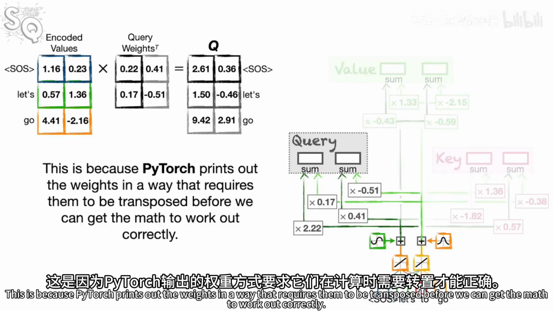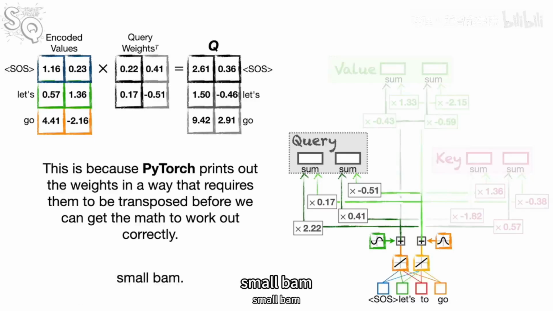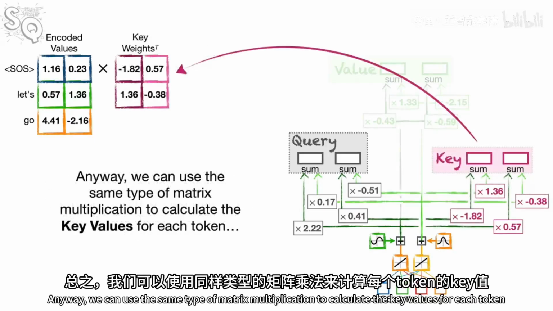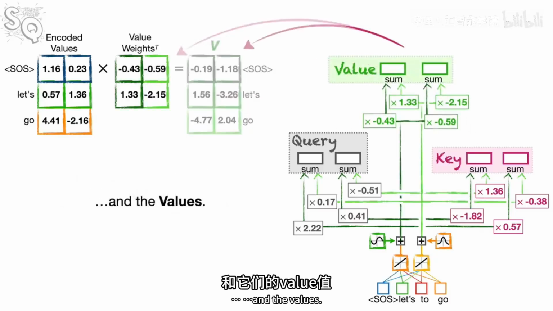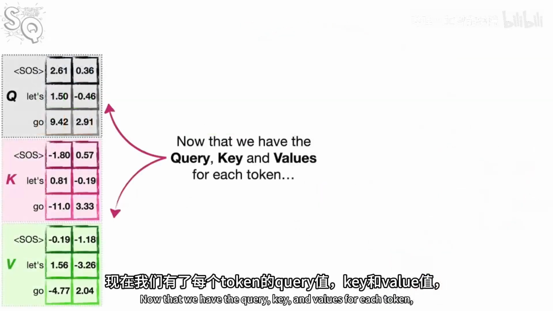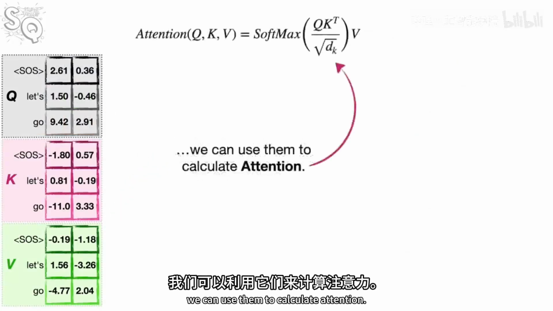This is because PyTorch prints out the weights in a way that requires them to be transposed before we can get the math to work out correctly. Small bam. Anyway, we can use the same type of matrix multiplication to calculate the key values for each token and the values.